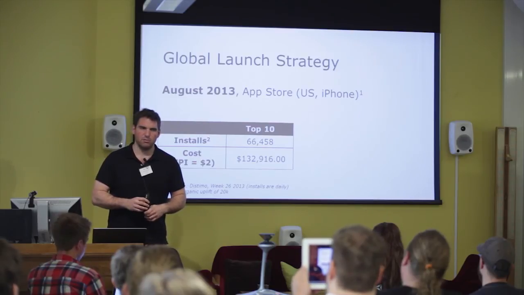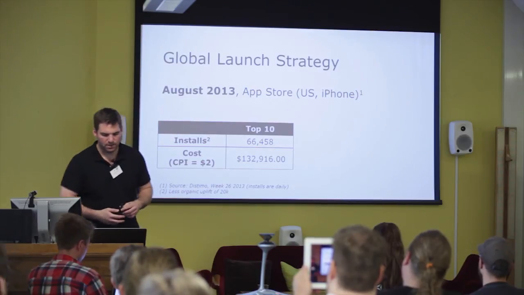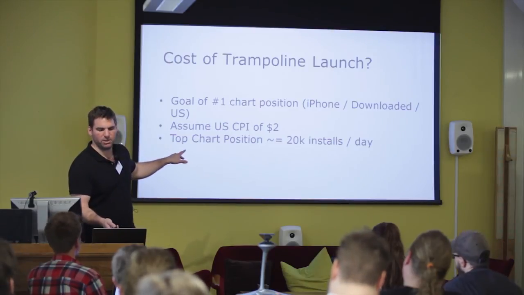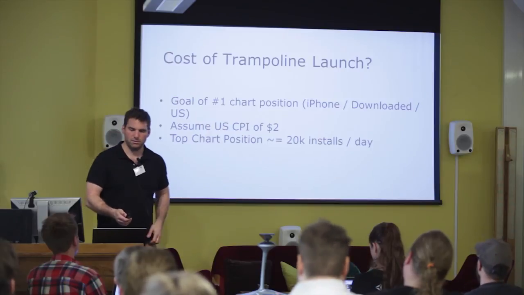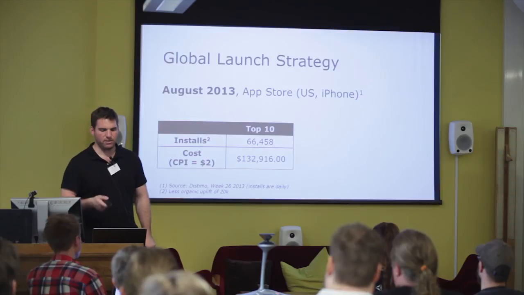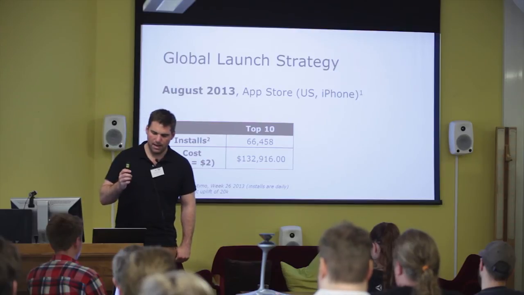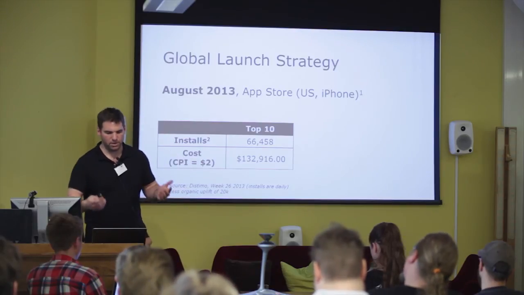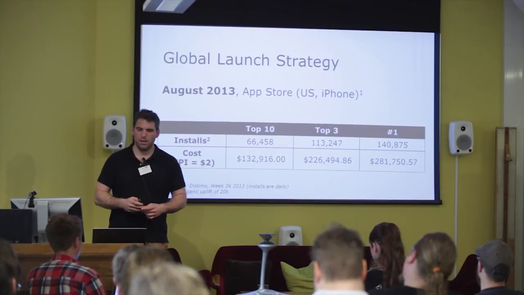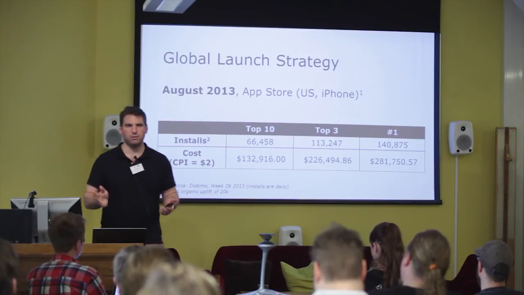So then we went to Destimo, and we gathered data from that, right? And what they said was that in August 2013, this is how many downloads a top 10 position generated: 20K installs a day. So the organic effect. Destimo said, okay, to get to top 10, you needed 66,000 installs, and at a CPI of $2, that was 132 grand, right? Top 3 was 113,000 installs, and top 1 was 140,000. And this is what Destimo said. This wasn't verifiable at the time. We didn't know if this was true or not. It's just what Destimo said.